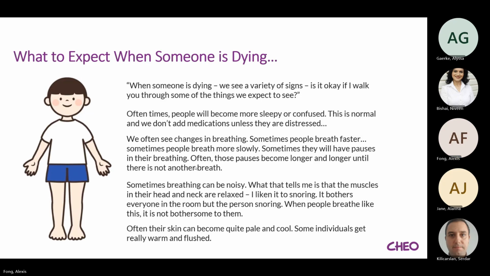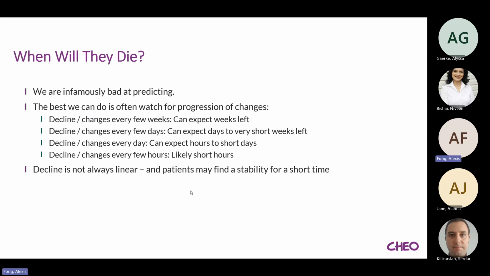And then the when will they die aspect of it all. Again, we are infamously bad at predicting. The best we can do is often watch for progression of changes. It's really not fair to families to say you have 6 months left to live, because with almost no exception, we won't be able to tell someone you have 6 months to live, you have 3 days to live. Our crystal balls are not that good, not that accurate. So the best we can do is watch for how quickly things are changing.